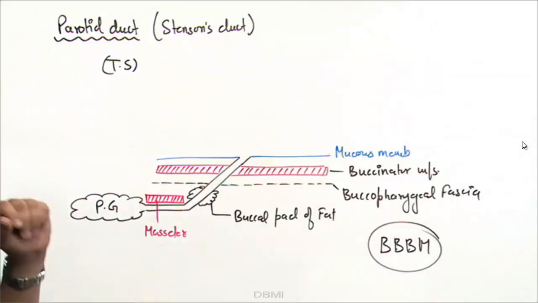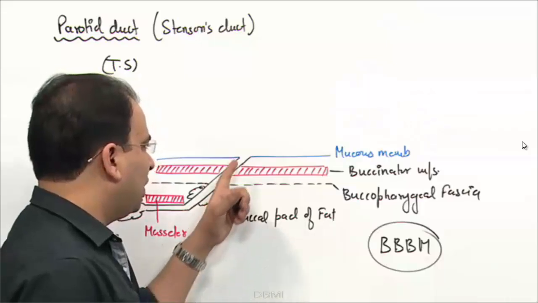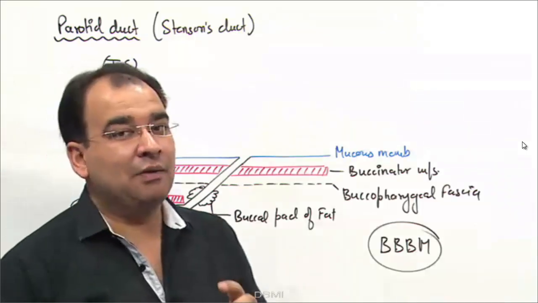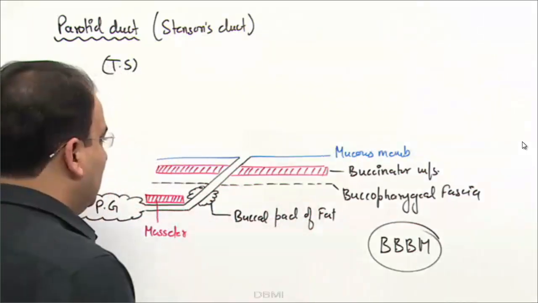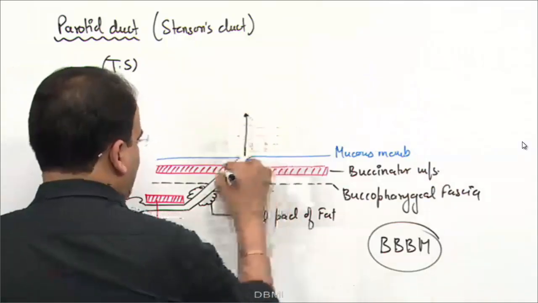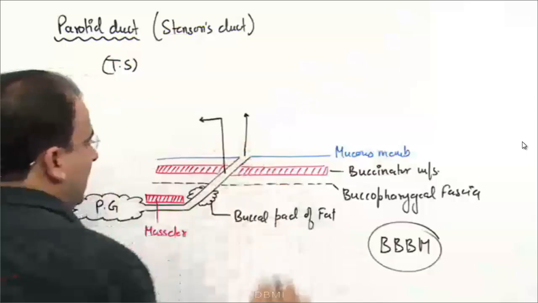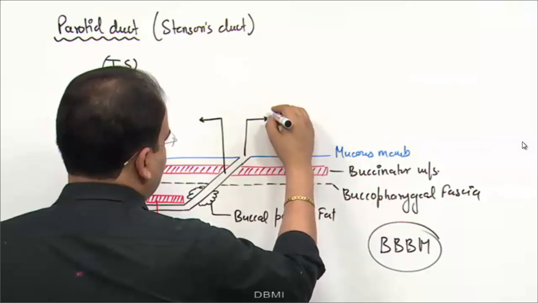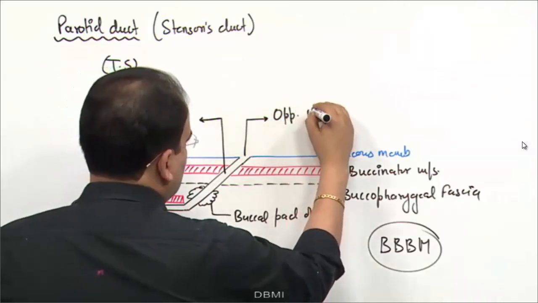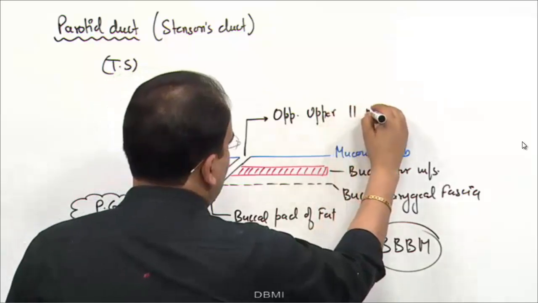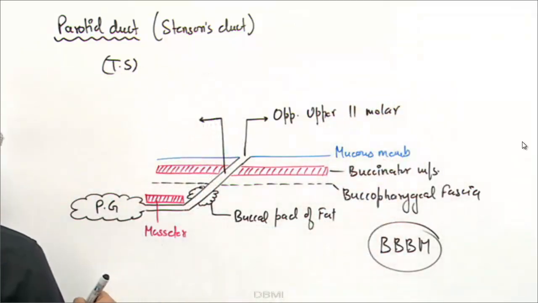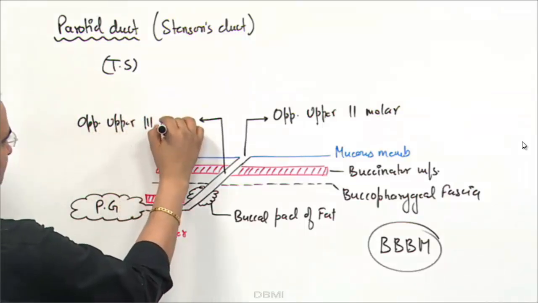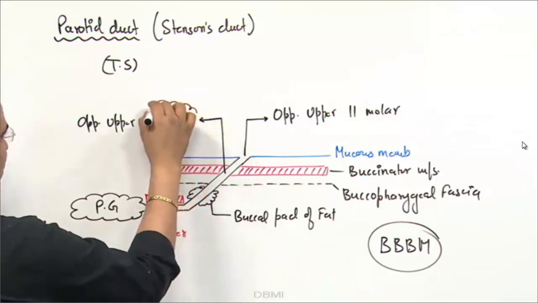Another question which is asked about the parotid duct is at what level it pierces the mucous membrane. The level it pierces the mucous membrane is different from the level it pierces the buccinator muscle, and they both are asked in the exam. It pierces the mucous membrane at the level of opposite the upper second molar, and it pierces the buccinator opposite the upper third molar, and they both are asked in the exam.